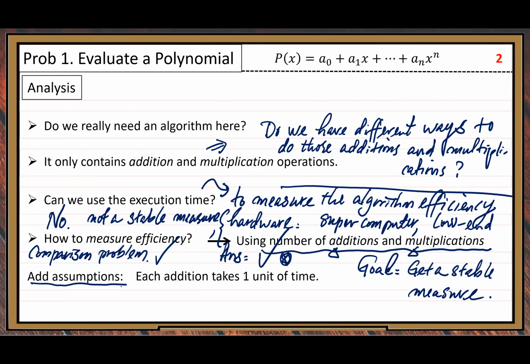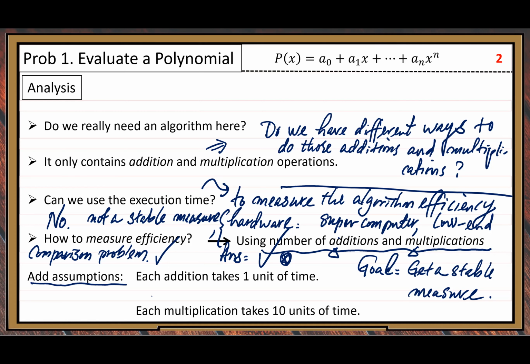That time period may not be fixed. Now, here we just make it 1 unit of time. Then for multiplication, each multiplication takes 10 units of time. We make this assumption. So here you can see multiplication is much slower than addition. We have that experience, right?